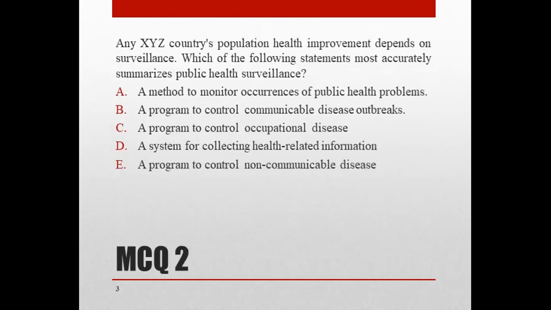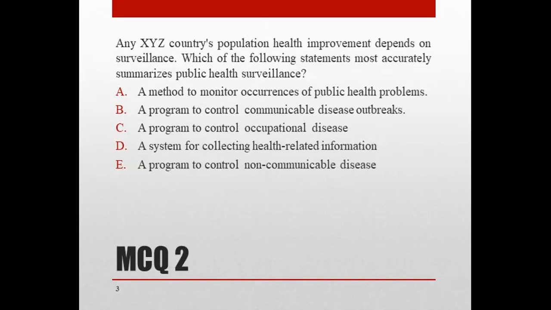MCQ 2. In XYZ country, population health improvement depends on surveillance. Which of the following statements most accurately summarizes public health surveillance? A, a method to monitor occurrence of public health problems. B, a program to control communicable disease outbreaks. C, a program to control occupational disease. D, a system for collecting health related information. E, a program to control non-communicable disease. What will be the correct option?